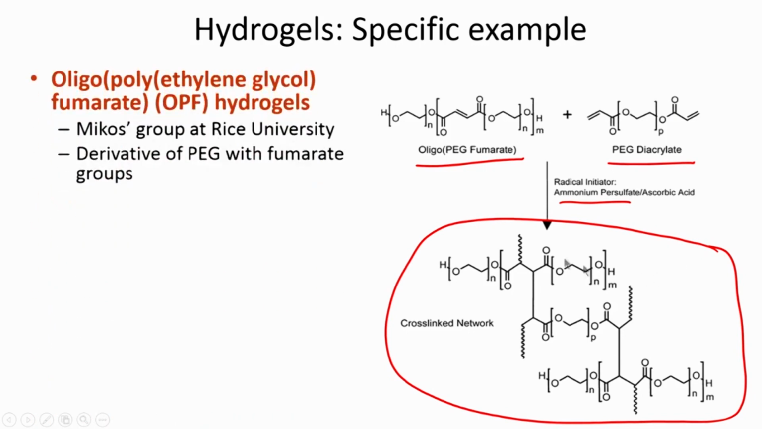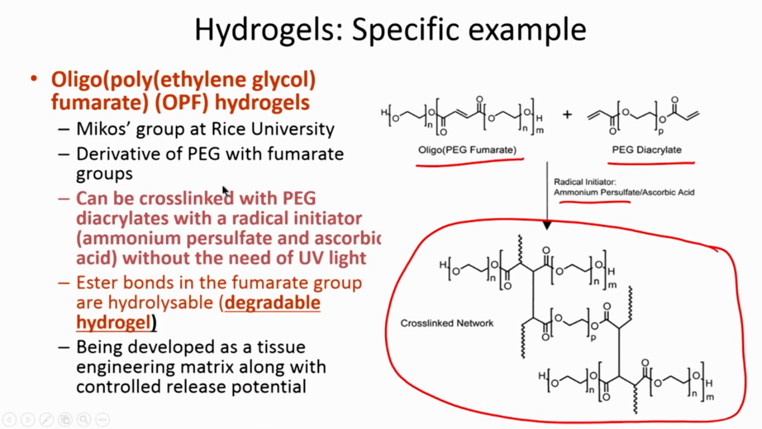This is of course an example from Mikos' group at Rice University in the US, and what they have done is form hydrogels which they have called OPF hydrogels. The PEG diacrylates can be crosslinked by a radical initiator like ammonium persulfate without the need for UV light, and ester bonds are formed which are again hydrolyzable. All of these ester bonds can be degraded by water, and the original purpose of this hydrogel is to use it as a tissue mimic, for controlled release, as engineering matrices and so on.